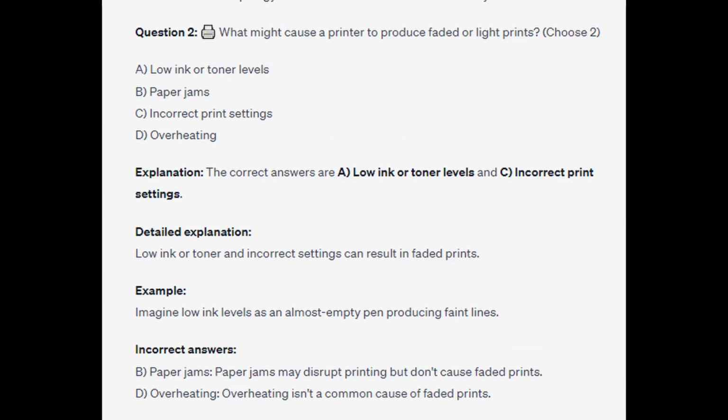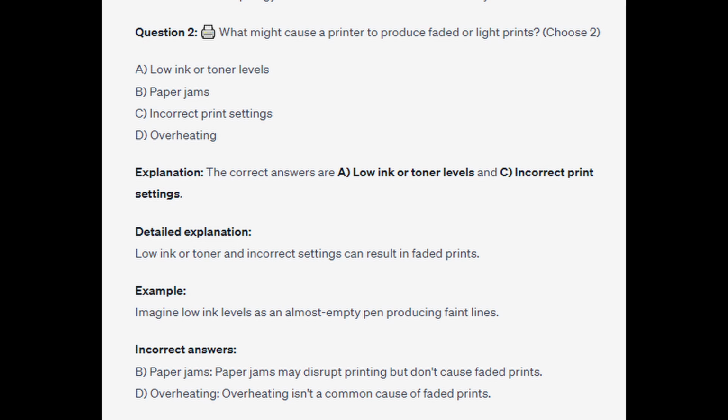And the correct answers are A and C, low ink or toner levels and incorrect print settings. Low ink or toner and incorrect settings can result in faded prints. Imagine low ink levels as an almost empty pen producing faint lines. And now for the incorrect answers.